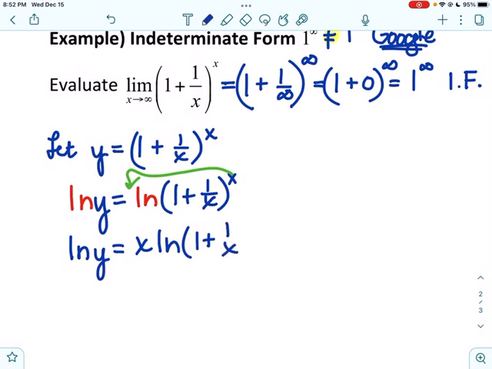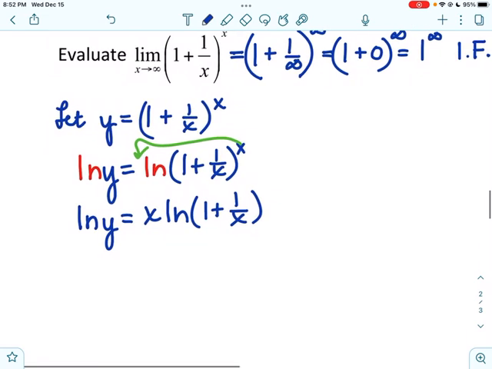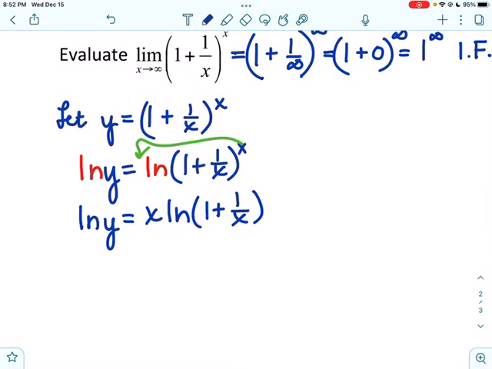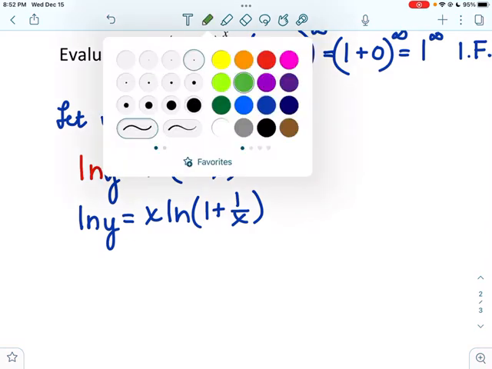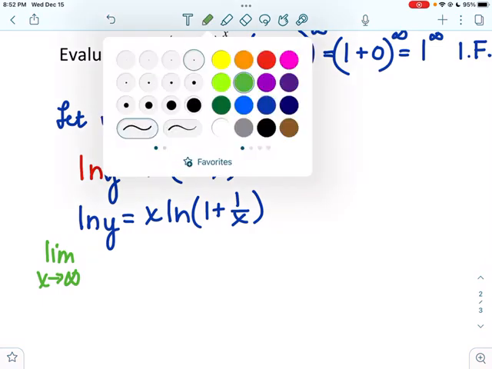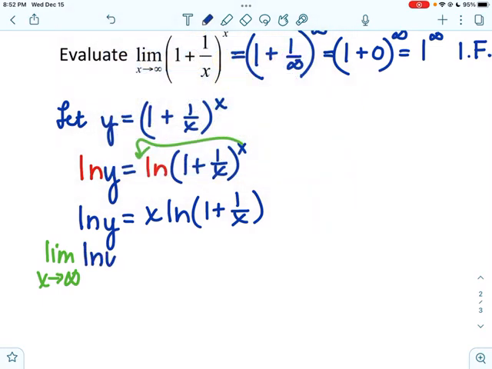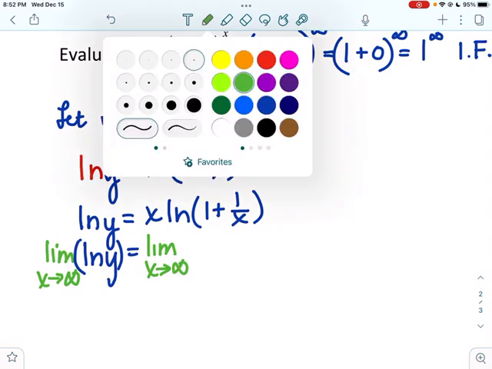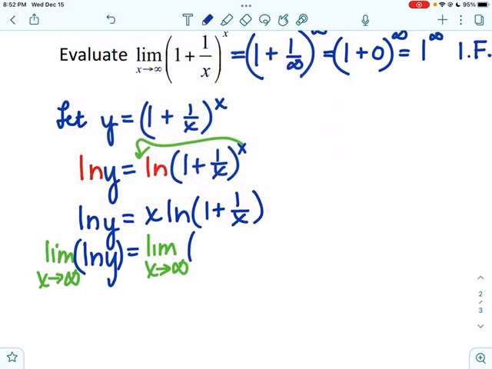Okay, now I'm going to look at this for a second. I'm going to say, all right, I'm taking the limit of both sides, right? So I'm going to bring the limit in temporarily. Okay, so I'm taking the limit as x approaches infinity of ln of y. And that's going to be equal to the limit as x approaches infinity of x times ln of 1 plus 1 over x.